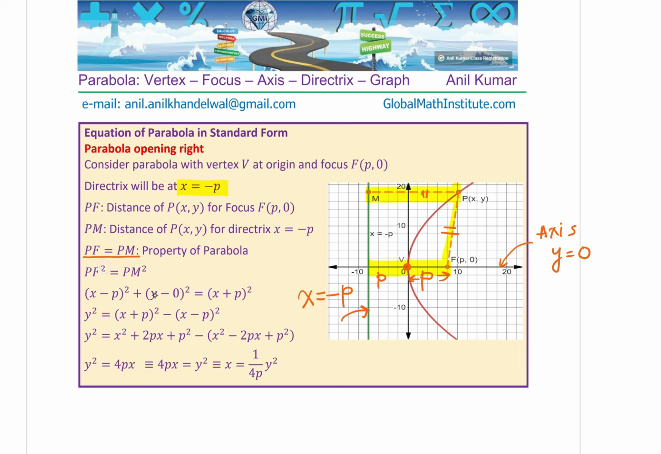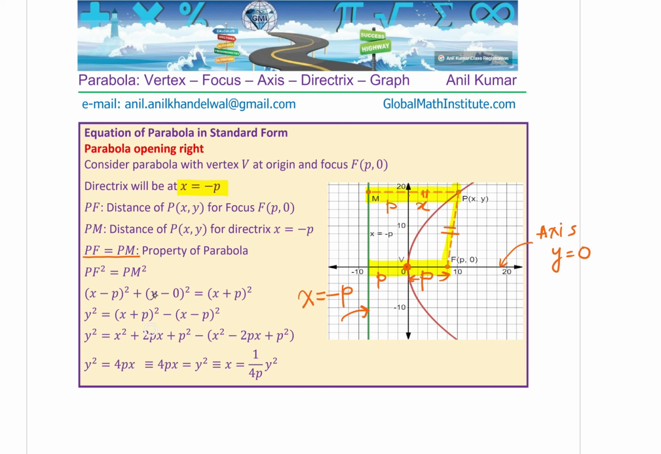PF square is basically the distance between the coordinate points of P and F, (x minus p) whole square plus (y minus 0) whole square. So that is our left hand side. As far as the right hand side is concerned, PM is a horizontal distance, which is p plus x. So we have (x plus p) whole square on the right hand side. Simplifying, we get y square equals (x plus p) whole square minus (x minus p) whole square. You can expand both these expressions and simplify.